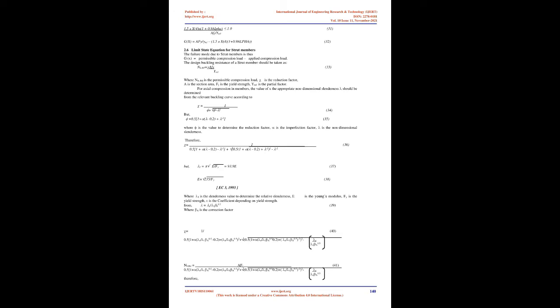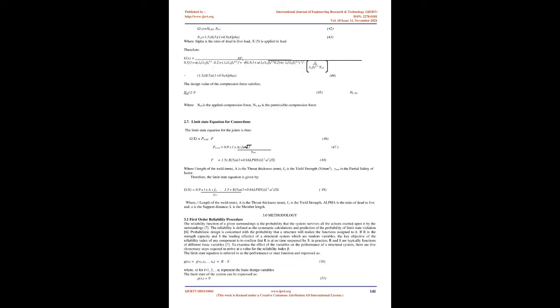For axial compression in members, the value of chi, the appropriate non-dimensional slenderness, should be determined from the relevant buckling curve according to equation 35, where phi is the value to determine the reduction factor, alpha is the imperfection factor, and lambda-bar is the non-dimensional slenderness, where lambda_1 is the slenderness value to determine the relative slenderness, E is the Young's modulus, f_y is the yield strength, and epsilon is the coefficient depending on yield strength. From the equation, N_Ed is the applied compression force and N_b,Rd is the permissible compression force.